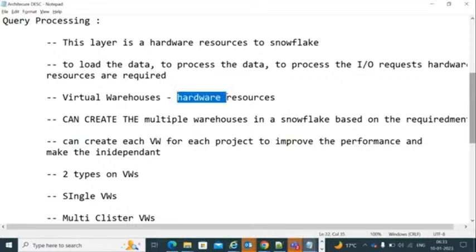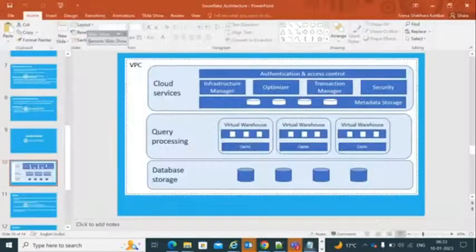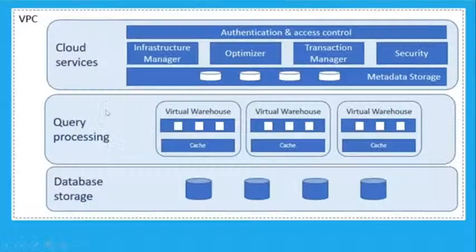Virtual warehouses or hardware resources can be created multiple times. Till here you are clear? See, this query processing layer is a virtual warehouse, which is a compute layer, and this is a hardware resource for your Snowflake.